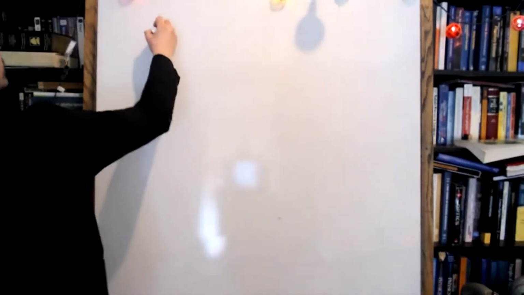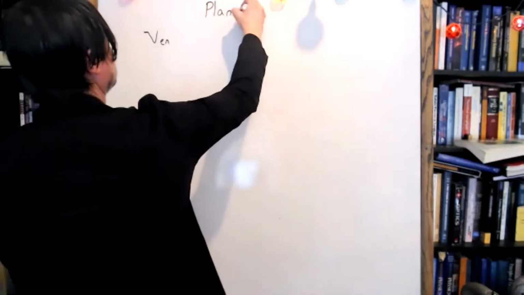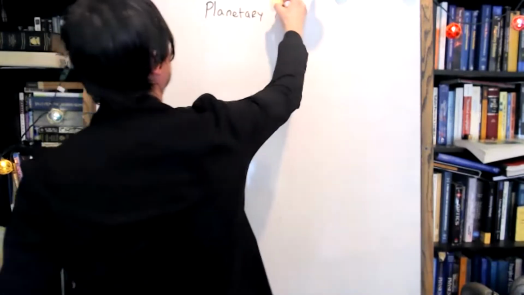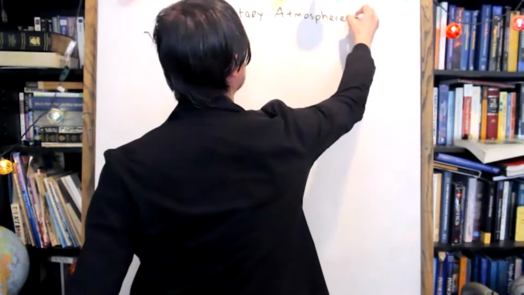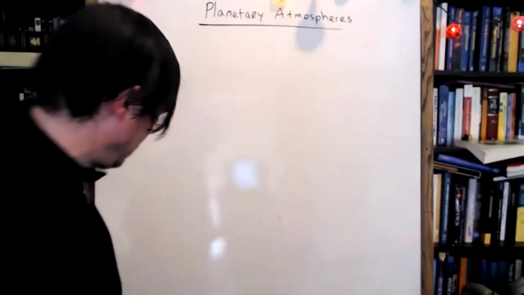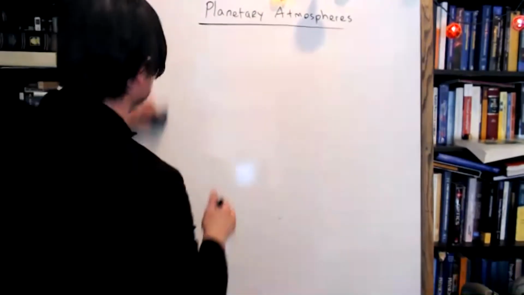So let's take some notes. Planetary atmospheres. The idea is that I want you guys to memorize the compositions of the atmospheres, or at least have a vague idea what they are.